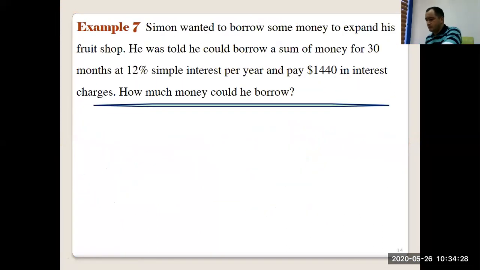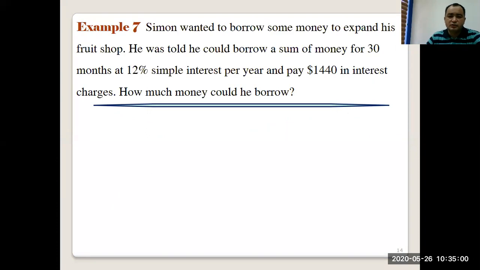Okay, my calculator is here. Guys, we'll continue solving more problems. Example seven, Simon wanted to borrow some money to expand his fruit shop. He was told he could borrow a sum of money for 30 months at 12% simple interest per year and pay $1,440 in interest charges. How much money could he borrow?